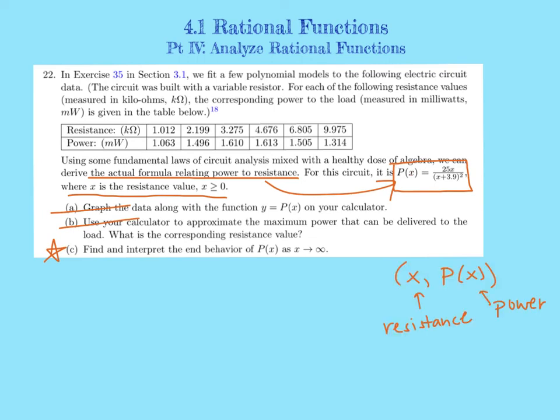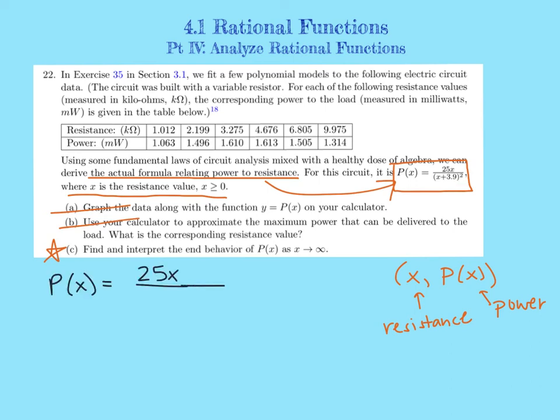What we want to do in part C is find and interpret the end behavior, so find the horizontal asymptote, of P of x as x approaches positive infinity. What that means is find the horizontal asymptote, because that is what end behavior is as x approaches positive infinity. So let's take a look at P of x. The numerator is easy enough. However, the denominator is not written as a polynomial in standard form. So what I'm going to do is multiply this out to see what it'll look like in standard form.